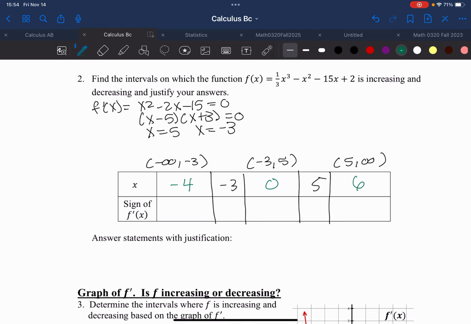So then what I do is I would plug those x values into my derivative. So I have f prime of -4 is equal to -4 minus 5 times -4 plus 3, which would give me -9 and -1, so that's going to be positive. Then I'm going to check f prime of 0, which is going to give me 2, which is positive.